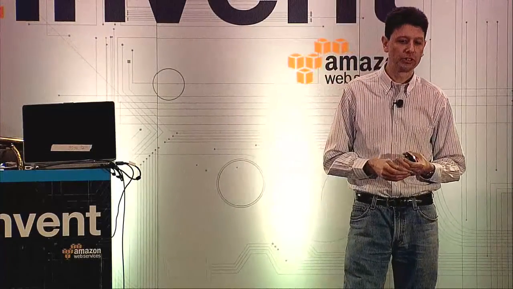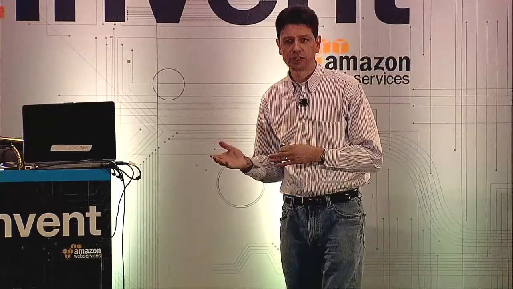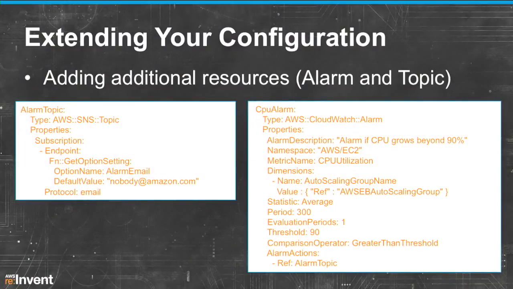endpoint in this configuration. Within a configuration, you can reference other option settings. So for example, in this example, the alarm email address is actually taken from one of the other option settings. And you can default the value. So if you didn't specify a value for alarm email, then it'll get sent to nobody@amazon.com. So that's kind of a way to add other resources to your environment and be able to access other option settings to configure those particular resources.